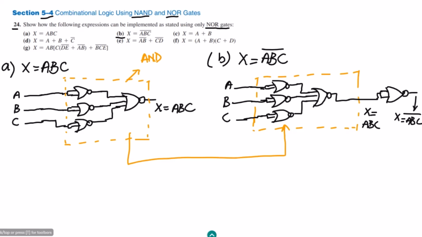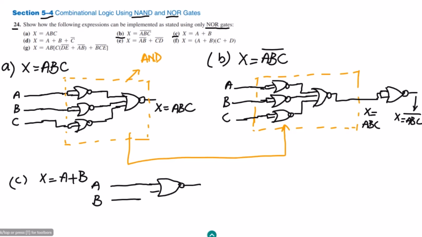Similarly, now I have to implement the third part, and that is part C. In part C we are given that we have to implement x equal to A plus B. How many inputs do we have? We have two inputs, A and B. These two inputs are given to a NOR gate. At the output of this NOR gate, we would get A plus B whole complement.